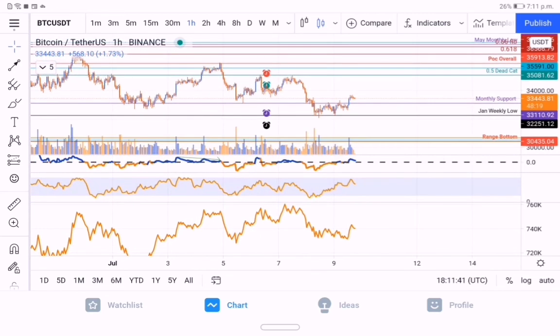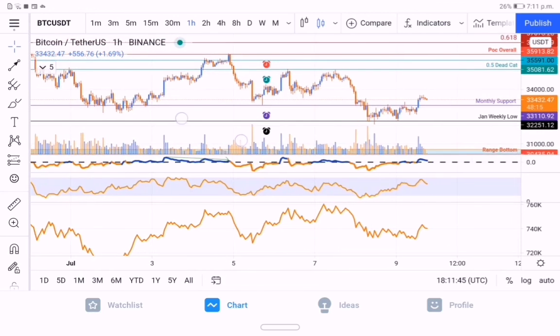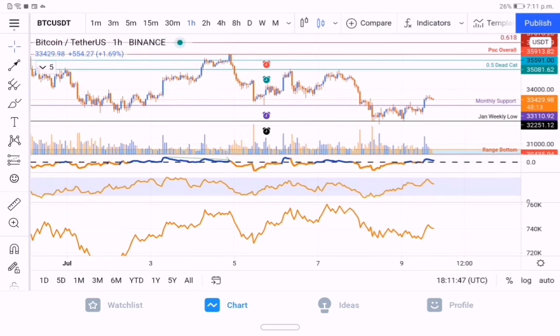And so that's why I use these together to help me decide when to enter into a market and make some money.